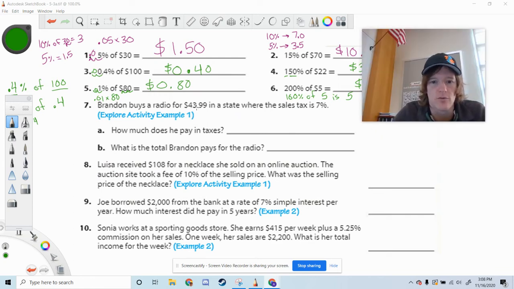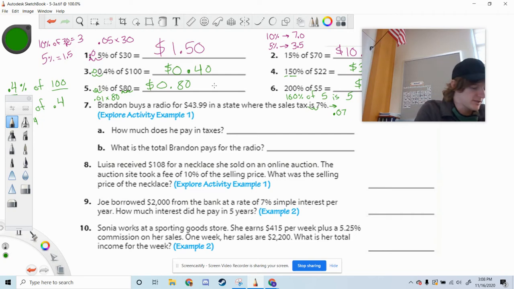Brandon buys a radio for $43.99 in a state where the sales tax is 7%. How much does he pay in taxes? So 7%, we need to write this as a decimal. It'll be 0.07, not 0.7. We move the decimal 2 times. Now we need to multiply those to figure out how much money he's paying in taxes. 43.99 times 0.07. He's paying $3.08. I rounded the 7 up to 8 because there was a 9 after it.